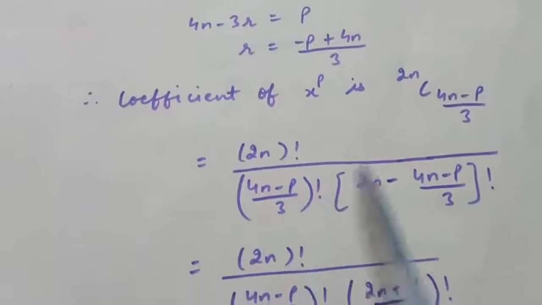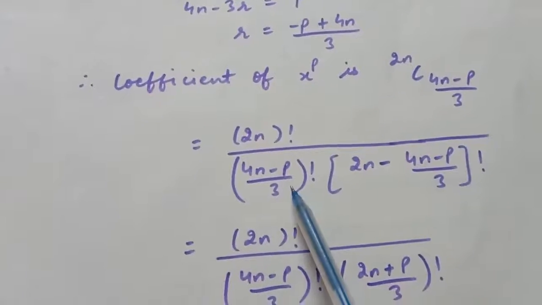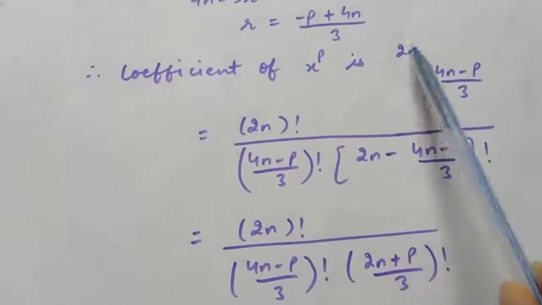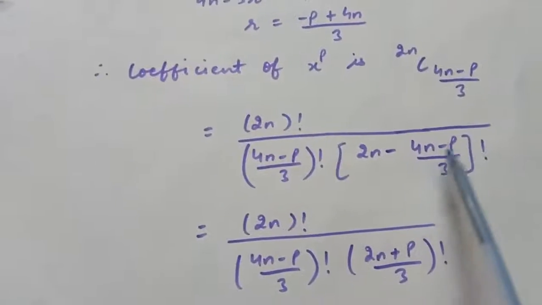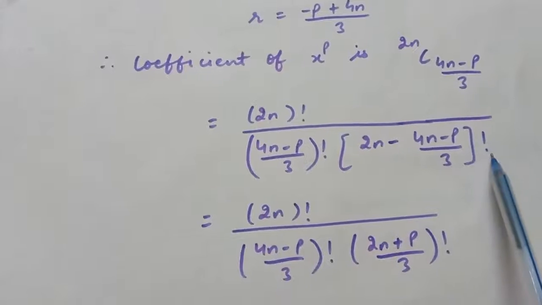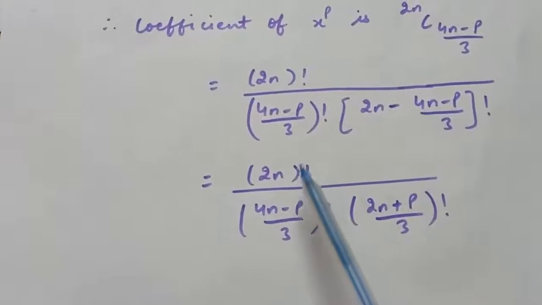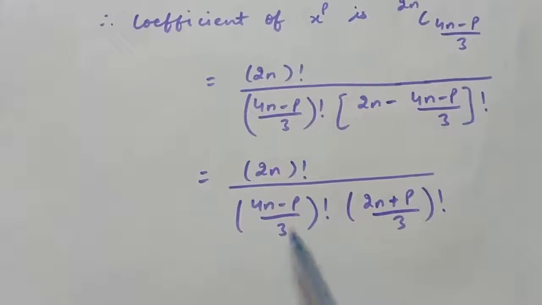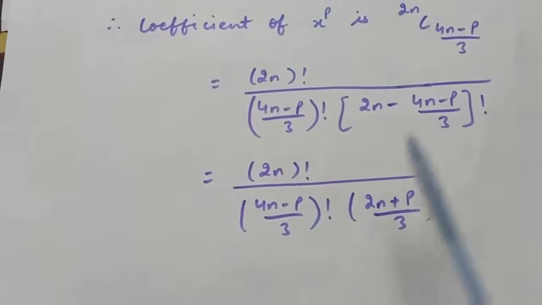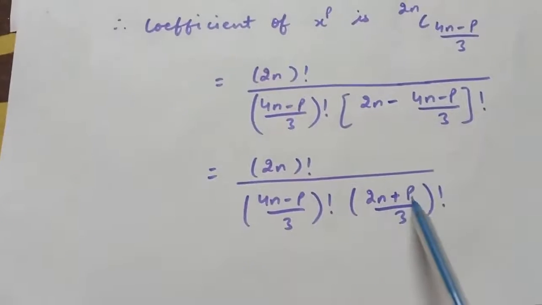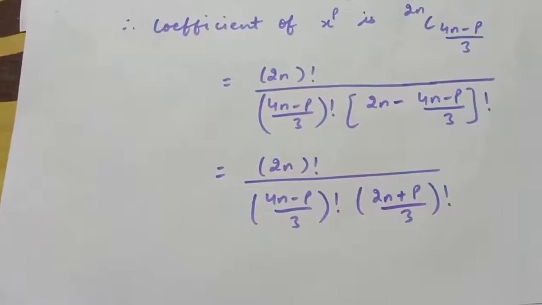Which will be (2n)! upon ((4n − p)/3)! into (2n − (4n − p)/3)!, and this will become (2n)! upon ((4n − p)/3)! into, when you take the LCM and solve it, you will get ((2n + p)/3)!.